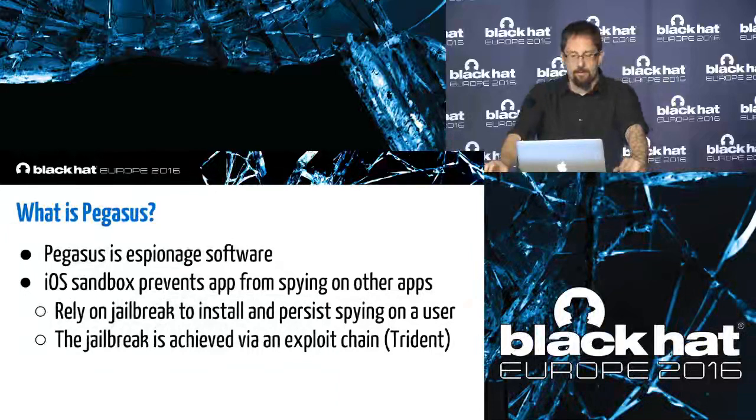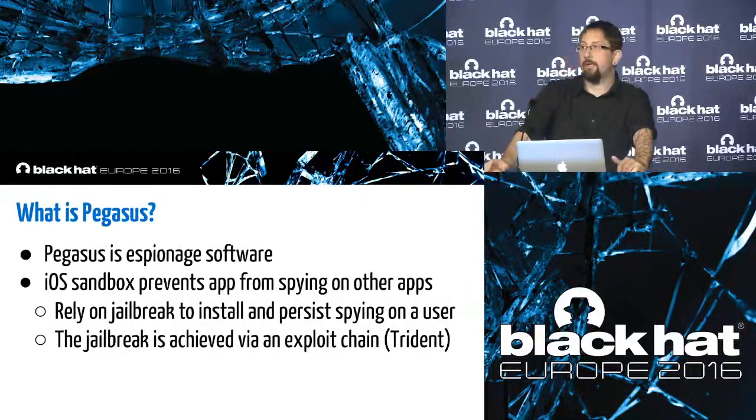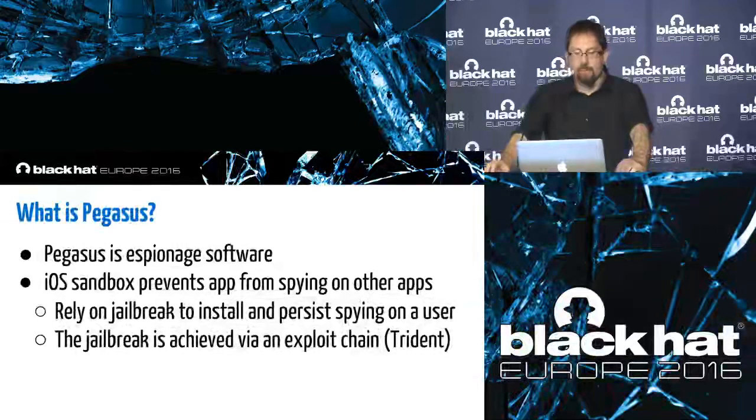I just want to highlight that normally this surveillance isn't possible on iOS. The sandbox is supposed to prevent any app from looking at other apps' data or from accessing hardware in a low-level way. So in order for Pegasus to work, it needs to first jailbreak the device. This is where there's a big change from previous analysis of surveillance software. The attack uses 3 exploits in a chain, which we call Trident, which gives Pegasus complete control of the device as well as persistence on the device.